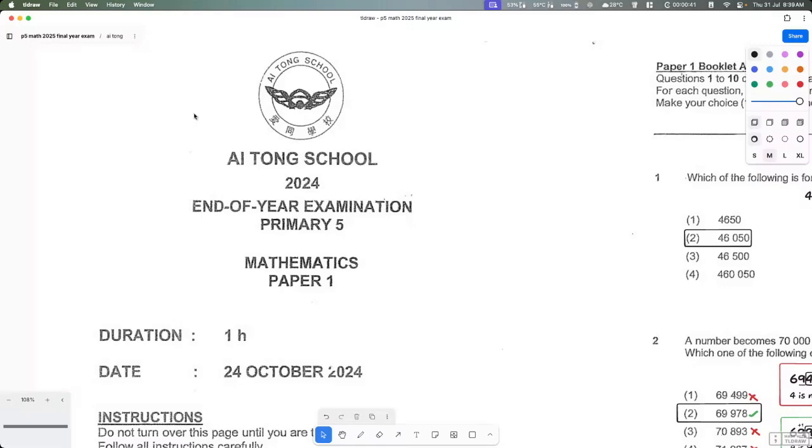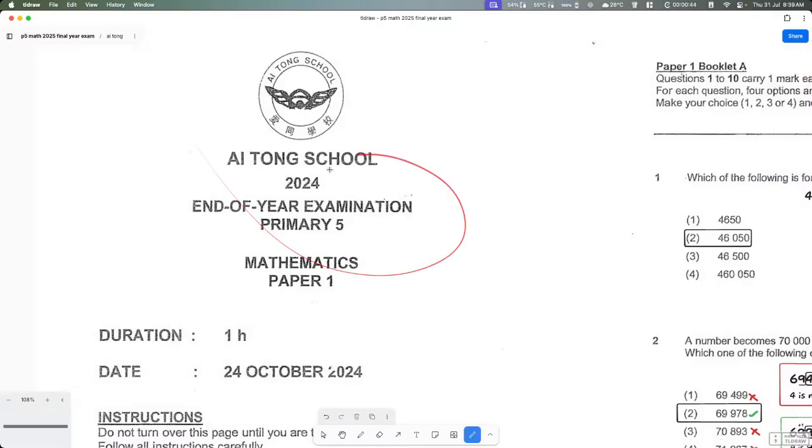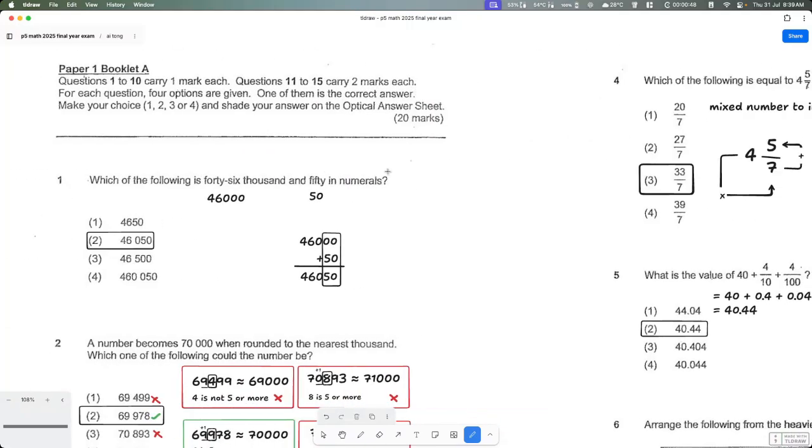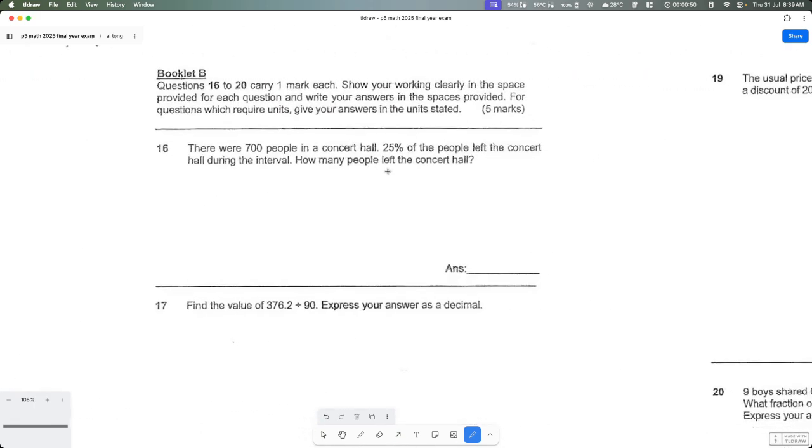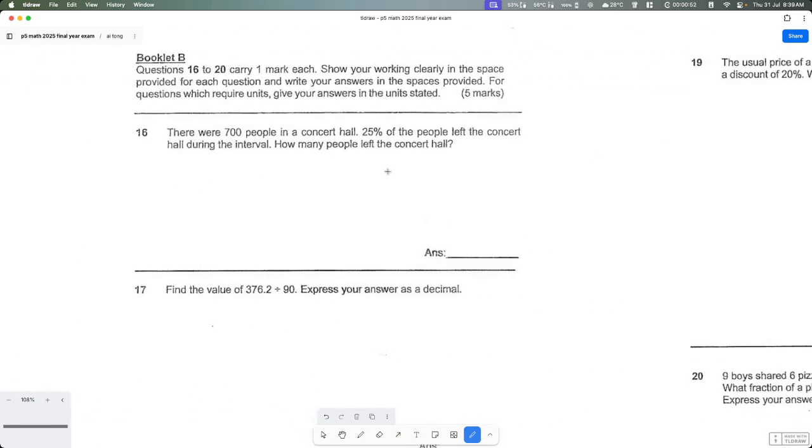In this video, we're going to go through Tong School 2024 end of year exam, Primary 5 Mathematics Paper 1, Part or Booklet B. Alright, so if you want to see Booklet A, you can probably search it up in my channel. Alright, let's move on to question 16.